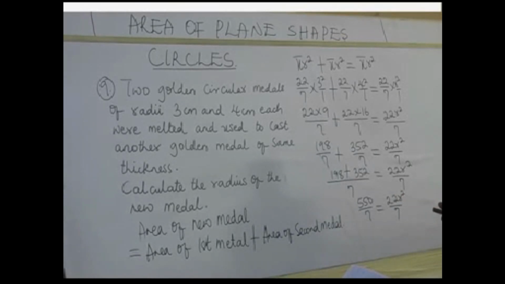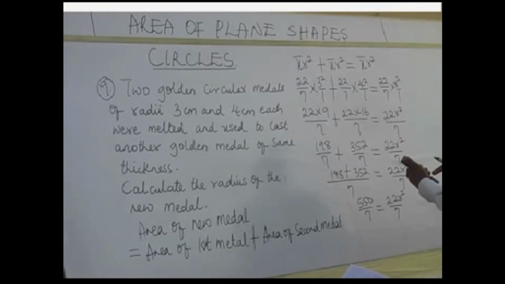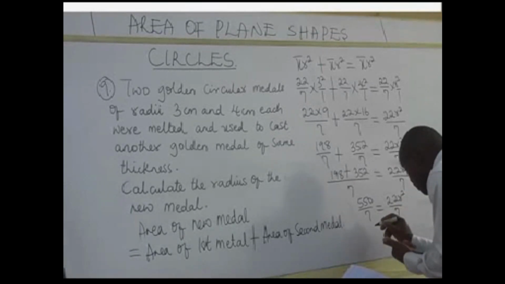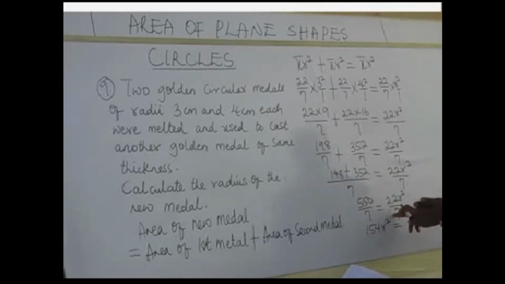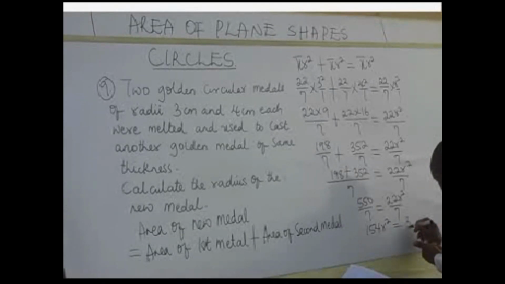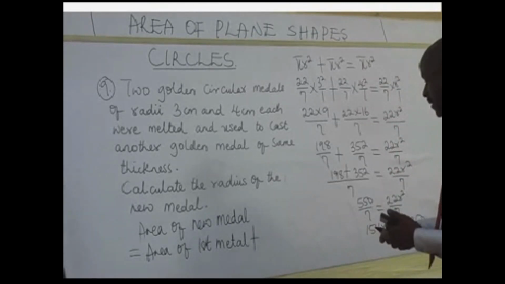You can cross multiply here. If you cross multiply, you're going to have 7 times 22 r squared, which will give you 7 times 22, 154 r squared, now equal to 7 times 550. 7 times 550 is giving me 3,850. I am going to continue here because of space. Sorry for that.